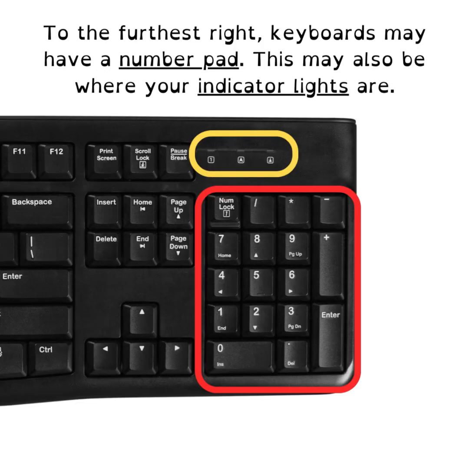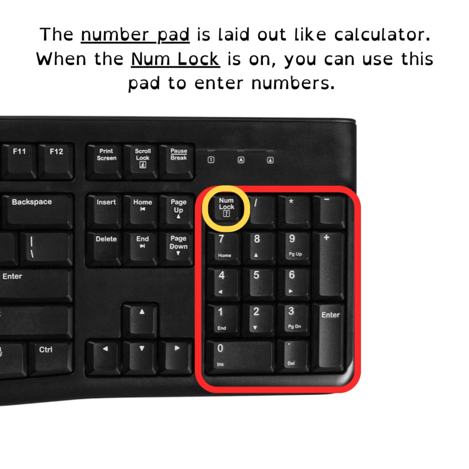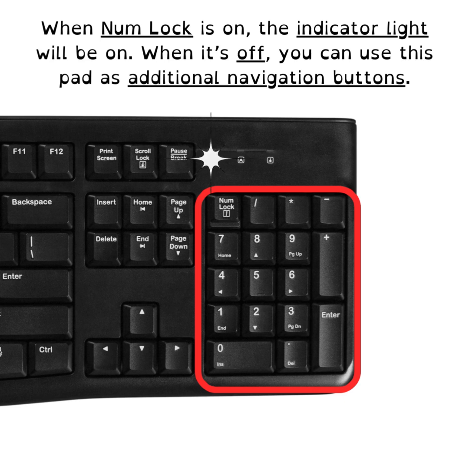To the furthest right, keyboards may have a number pad. This may also be where your indicator lights are. The number pad is laid out like a calculator. When the NUM or num lock is on, you can use this pad to enter numbers. When num lock is on, the indicator light will be on. When it's off, you can use this pad as additional navigation buttons.